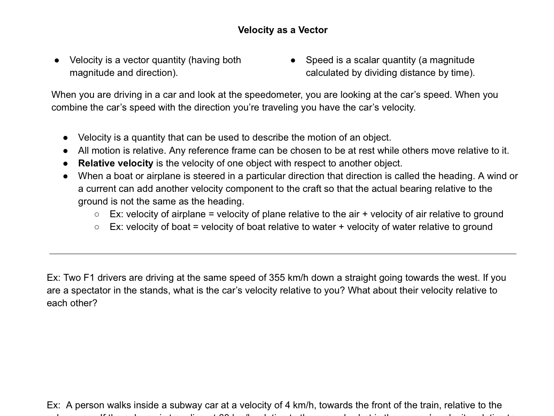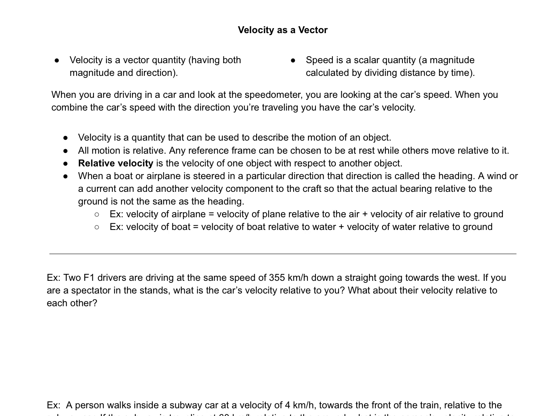Now, velocity is a quantity that can be described as the motion of an object, but all motion is relative. So any reference frame can be chosen to be at rest while the others are relative to it. For example, if I am standing still and I see a car driving by, the speed of that car relative to me not moving would be, let's say, 100 kilometers per hour if that's what they're driving.